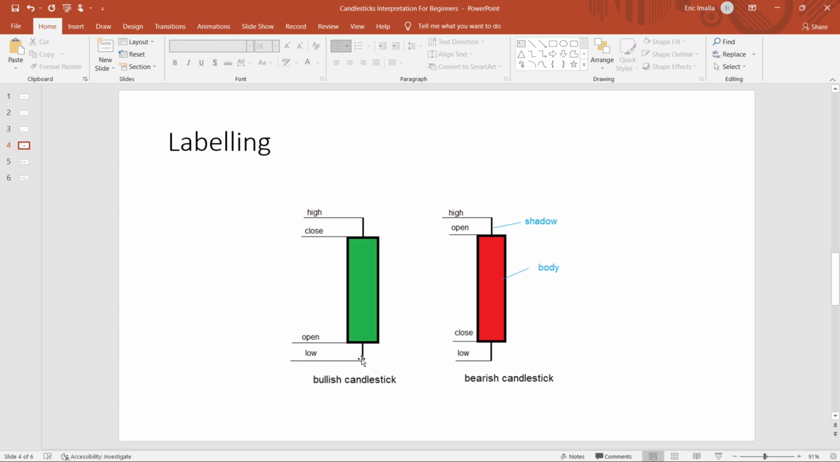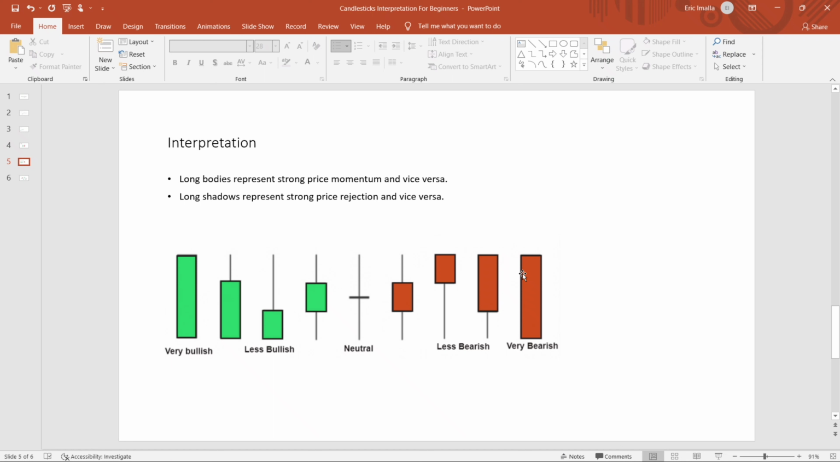That's why price moved down, but it was rejected. Then it left a shadow below and above. It applies both to the bullish and the bearish candlestick. So in other words, shadows represent price rejection. Also, just like the bodies, we also have longer shadows and shorter shadows. So the longer the shadow, the stronger the price rejection. The shorter the shadow, the lesser the price rejection.